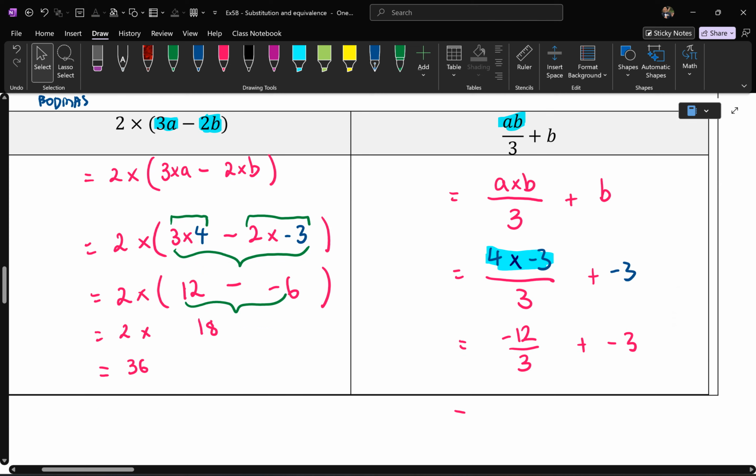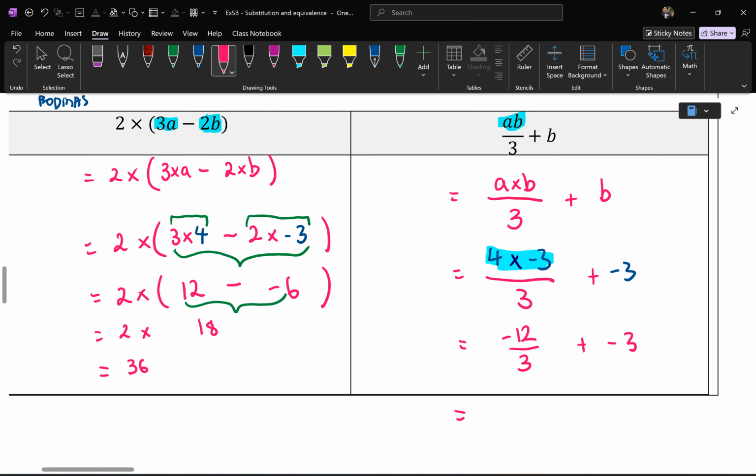Now we can simplify this further. -12 over 3 is the same thing as saying -12 divided by 3. What does that give you? -4, because 3 fits into 12 4 times. And that's a positive and a negative number, so it gives you an overall negative number. 12 divided by 3 is 4. Now we just got to work out what's -4 plus a -3.